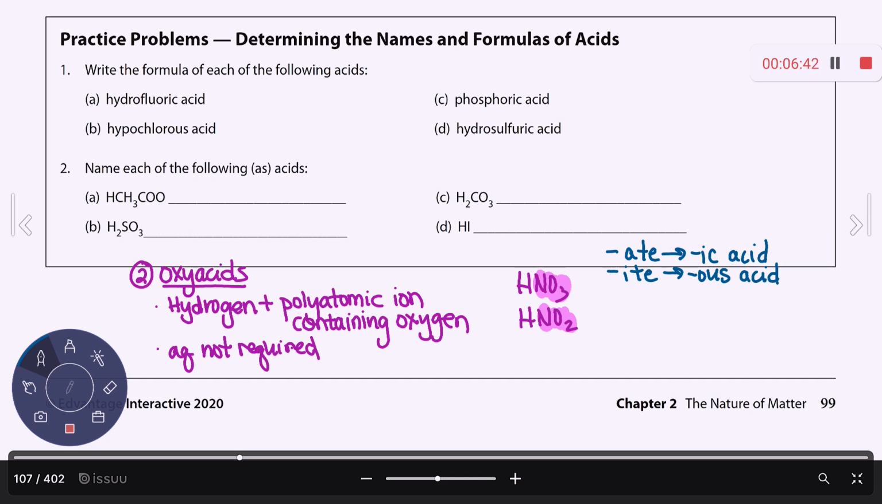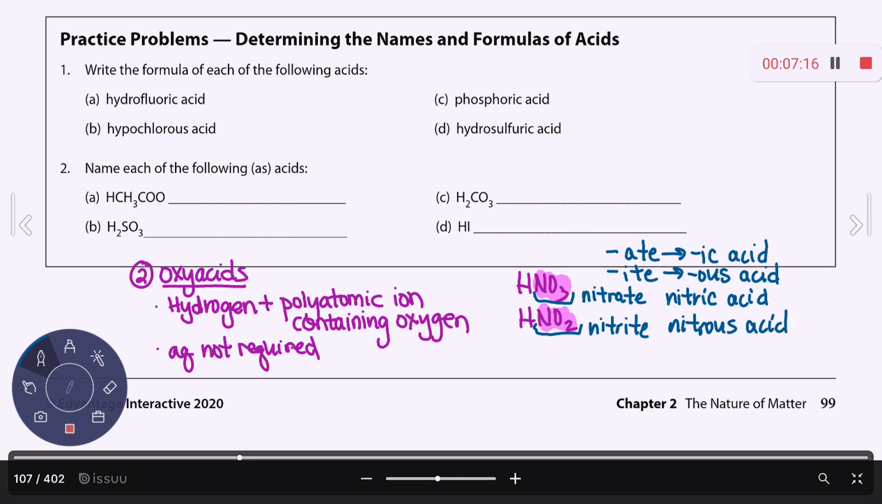Okay, so NO3 on your periodic table is called nitrate. That means you will change the ate to ic, and this would be called nitric acid. For HNO2, NO2 is called nitrite. Ite becomes ous. So this is called nitrous acid.